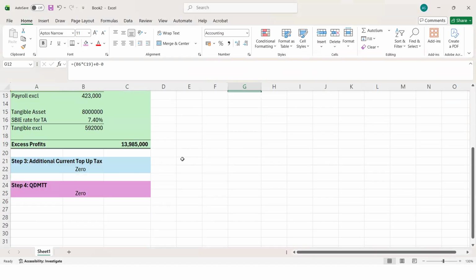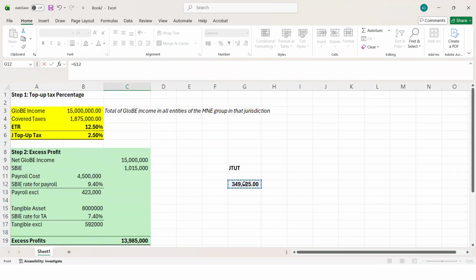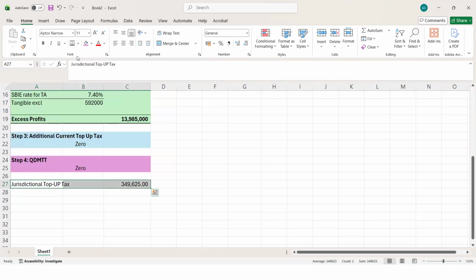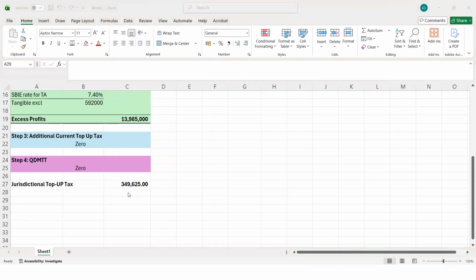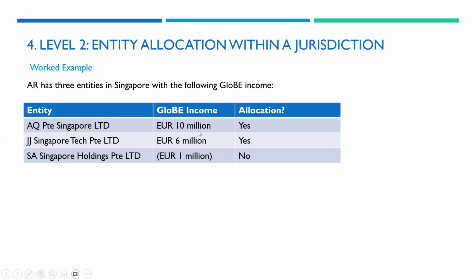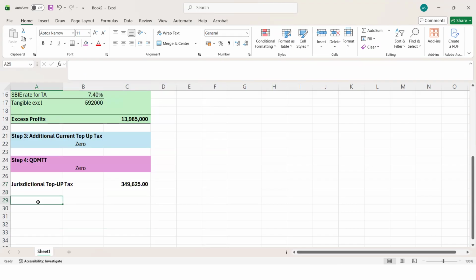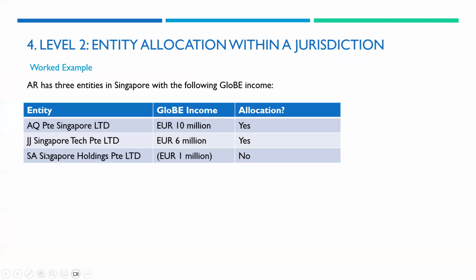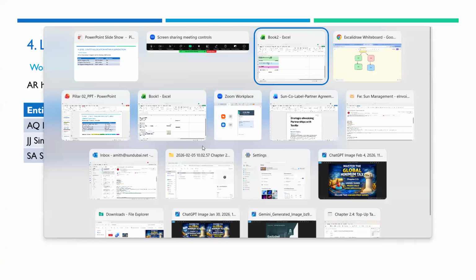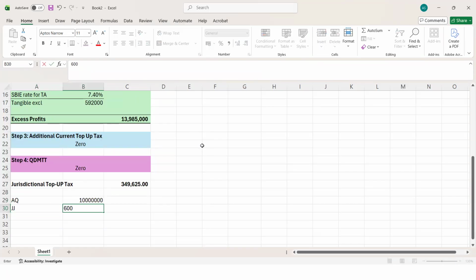Let's continue the same example. So we calculated the jurisdictional top up tax. How much did we calculate? It is 349,625. Correct. Now we will have to divide it on the basis of positive globe income. What is this entity's globe income? AQ globe income is 10 million. So AQ is 10, and who's the other one? JJ Singapore Tech has 6 million. So JJ has 6 million.